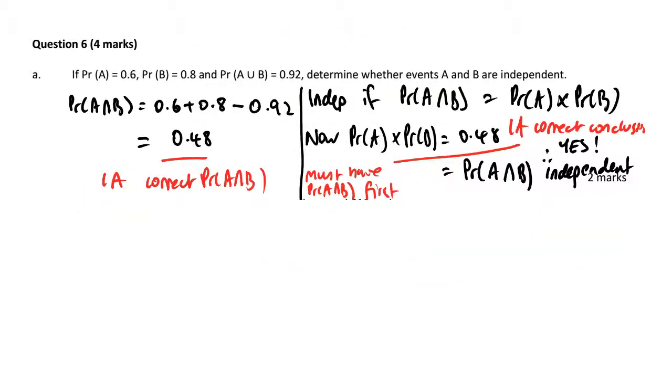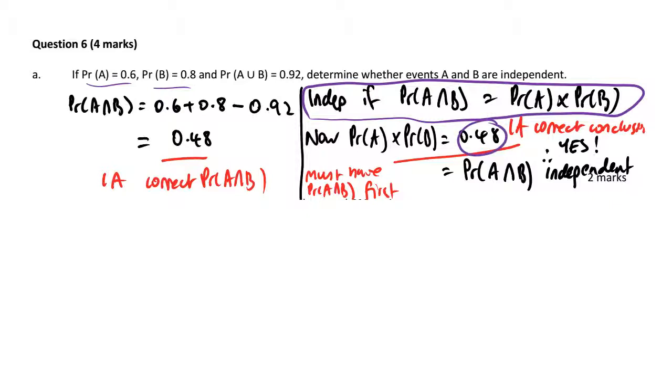Now in this question we had to determine whether events A and B are independent. So there's a test for this, and the test is events A and B will be independent if probability of A intersection B is equal to probability of A multiplied by probability of B. And this is the best one to use in this particular case because all the numbers are laid out for us. We know what probability of A is equal to, we know what probability of B is equal to, so that if we do 0.6 times 0.8 we get 0.48.